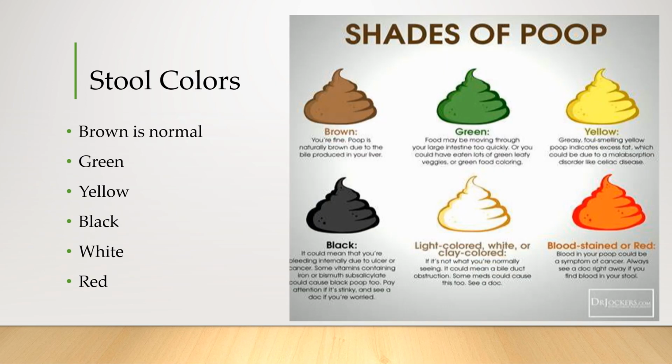We need to look at what color the stool is. Stool should be brown. The stool is naturally brown from the body digesting bile and hemoglobin. If the stool is green, yellow, white, red, black, or a rainbow of colors, we have a problem, and each color can tell us what's going on. Green stool could mean the stool is moving so fast that the bile isn't getting digested. It could be food coloring, or it could be infection.